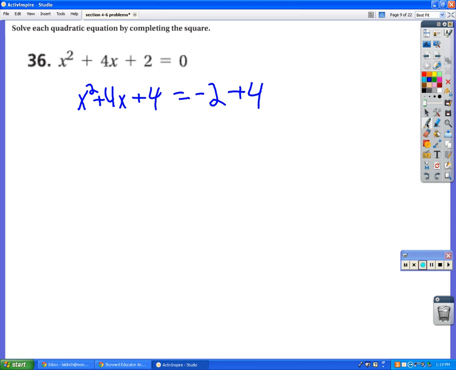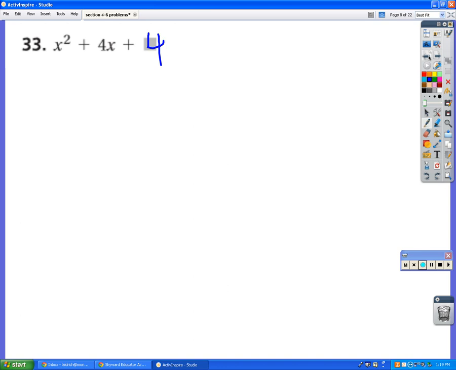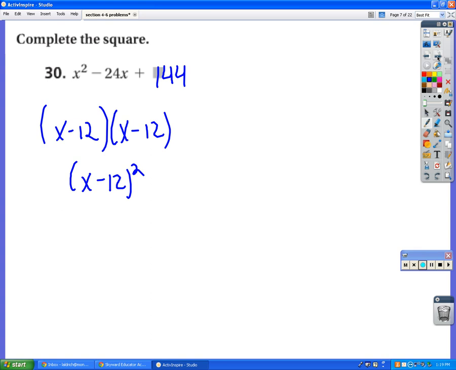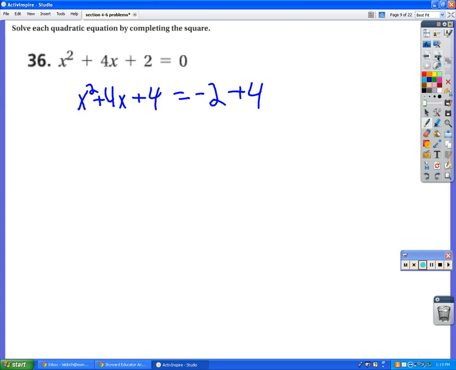I'm not taking this and moving it to the other side. Okay? I'm adjusting this equation so that it looks something like these right here. You see how this was really nice because it factors into x minus 6 times x minus 6? So what I want to do is take this ugly thing here, x squared plus 4x, and make it so it will factor into something nice.